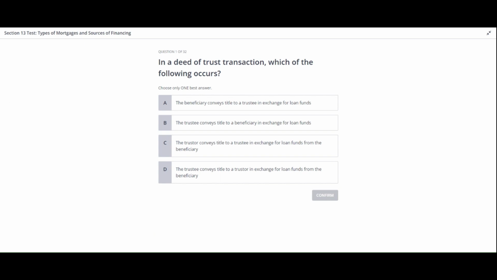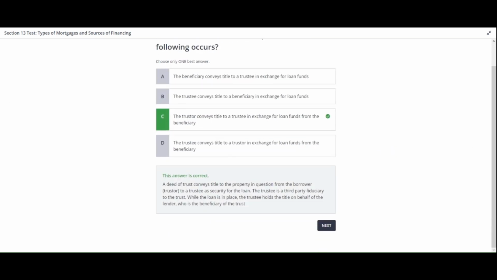Alright. I hope you had enough time to think about the options. If you want some more time, you can pause the video and think about your answer. Okay, let's see what the correct answer for this question is. Well, the correct answer is going to be Option C. The trustor conveys title to a trustee in exchange for loan funds from the beneficiary.